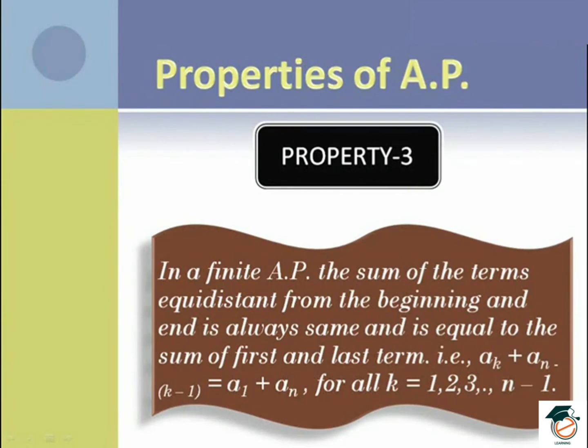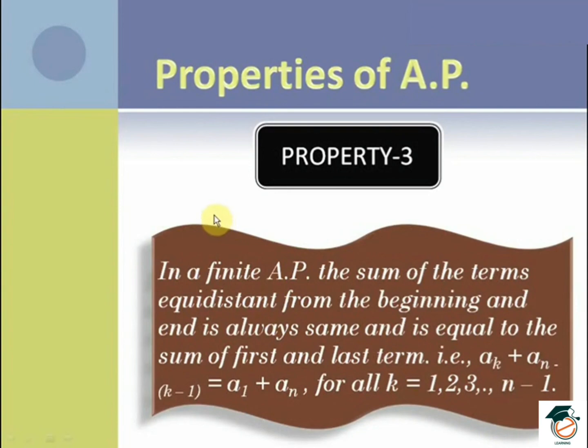Now let's try to understand property number 3. It says that in a finite AP, the sum of the terms equidistant from the beginning and the end is always the same, and this is equal to the sum of the first and the last term, that is, a_k plus a_(n-k-1) is equal to a_1 plus a_n for all k equal to 1, 2, 3 up to n minus 1.